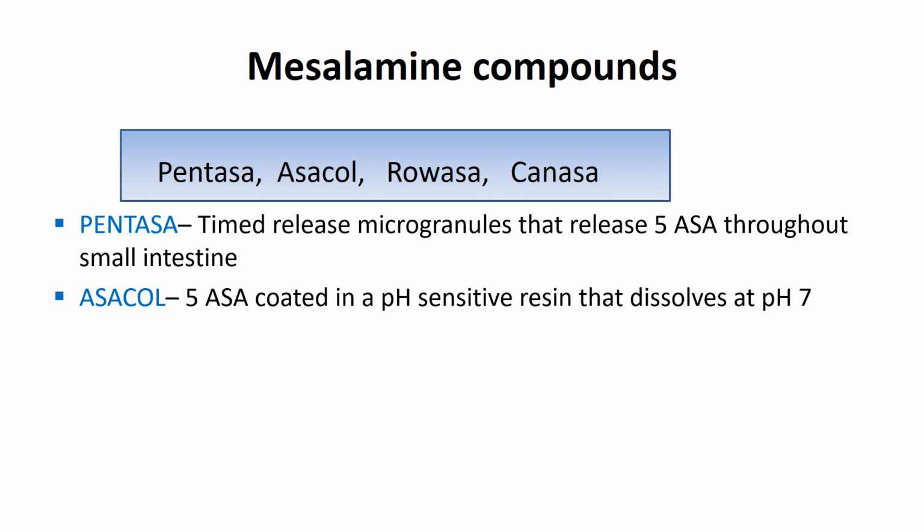In Asacol, 5-ASA is coated in pH-sensitive resins that dissolve at a pH of 7. So it will not be dissolved in the stomach or in the duodenum or the initial part of the intestine. It will be released in the large intestine.